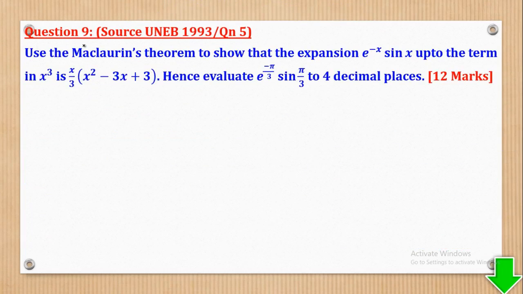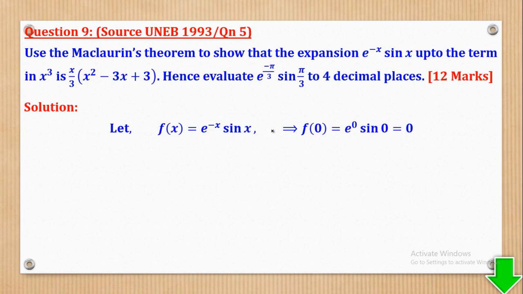So now we shall go to question 9, which came from UNEB 1993, paper 1, question 5, and says, use Maclaurin's theorem to show that the expansion of this up to the term in x cubed is this, and let's evaluate this to 4 decimal places. So this is f(x), therefore substitute x equal to 0 to come up with 0.